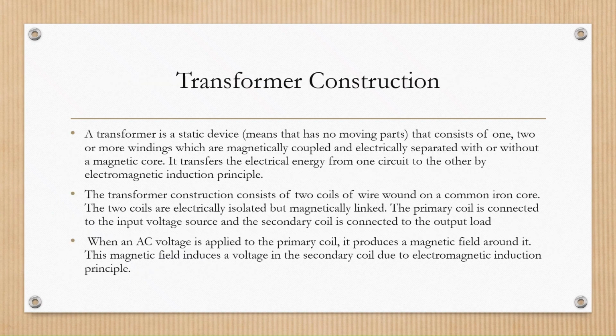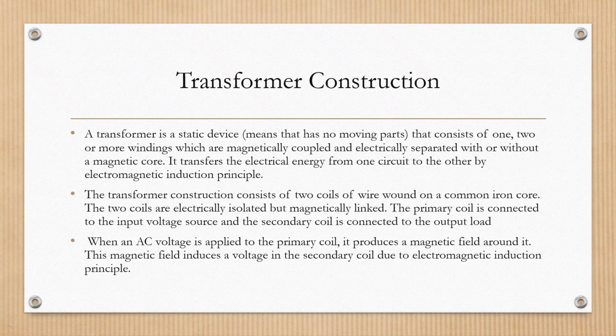A transformer is a static device, meaning that it has no moving parts, that consists of one, two or more windings which are magnetically coupled and electrically separated with or without a magnetic core. It transfers the electrical energy from one circuit to the other by the electromagnetic induction principle.